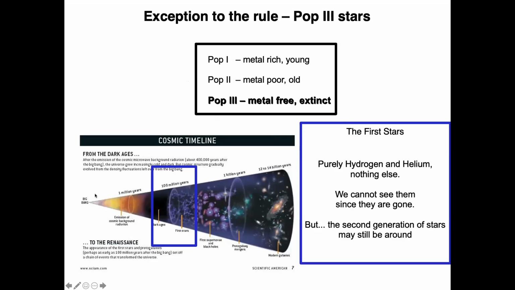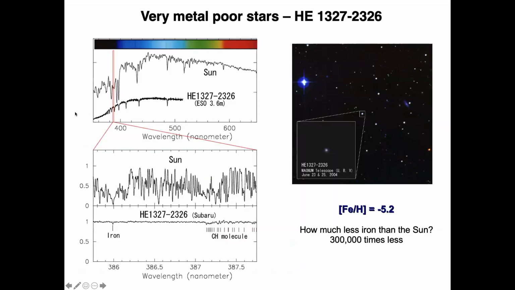So this is a timeline from the Big Bang. Here you have the emission of the cosmic background radiation when the universe became transparent. And it was a dark age when there were no stars, and then the first stars were formed. We cannot see them because they are long gone. But the second generation of stars may still be around. Indeed, there are people that looked for this very metal-poor object.